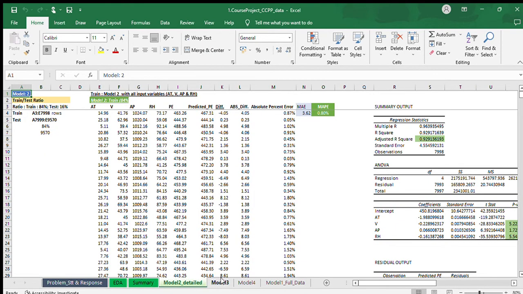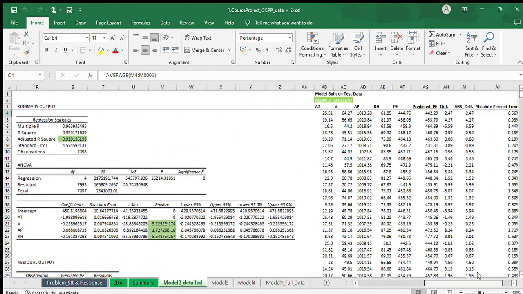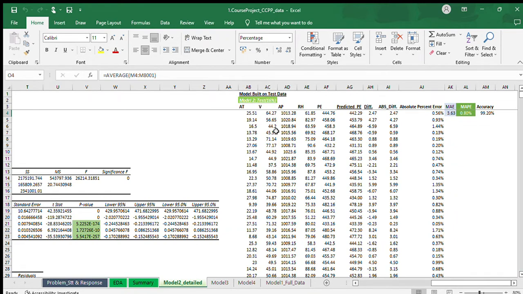This particular sheet is more of a working sheet of this Model 2, which also has details about the way the mean absolute error and the mean absolute percentage error have been calculated. Then we had this particular model built on the test data, where we see that these key metrics have been determined.